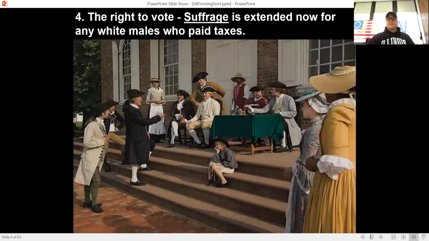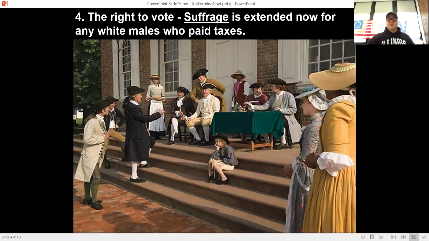The fourth and final item that these state constitutions are going to have is the right to vote, which is called suffrage. Throughout the colonial period, you had to meet certain requirements to be able to not only vote, but to run for office. Early on, you had to be a white male who owned property to vote or to hold public office. In some states, we're going to see them get rid of some of these strict requirements.